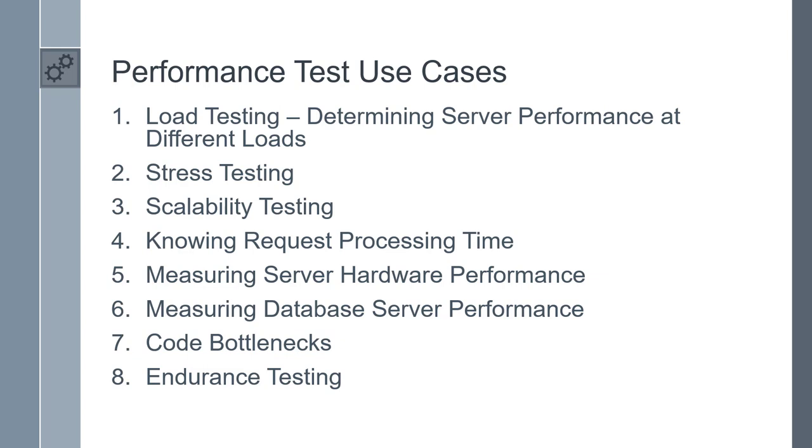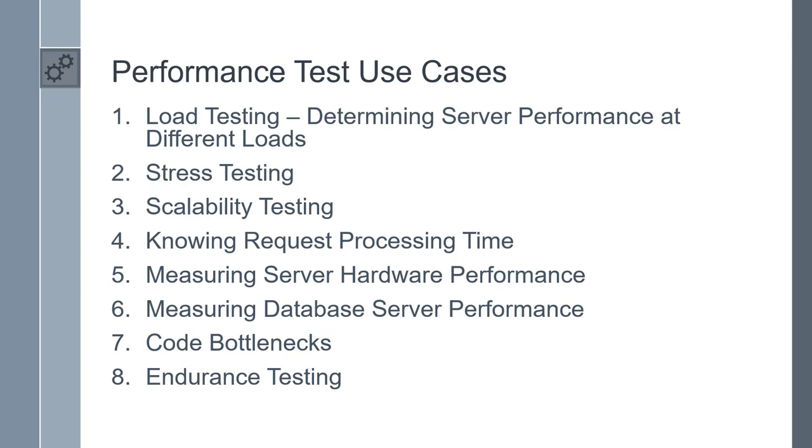For example, the first is load testing. We could actually determine the server performance at different loads. Second, our goal is to be able to demonstrate stress testing. And what else can we do? Scalability testing, for example, we can actually measure the performance of all the servers on a certain amount of users. And do we need to scale up or scale out? So in here, we will be able to identify the performance of the servers, and we can decide for scalability. And fourth is we get to understand the processing time.